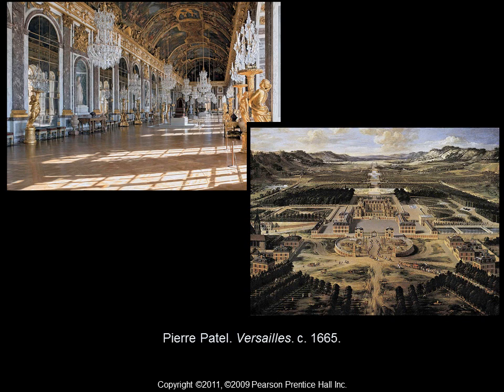Baroque sensibilities could also be seen in the architecture of the time period. This is a painting of the palace at Versailles in France from around 1665 by Pierre Patel. This conversation is more about the palace itself than the painting of it.